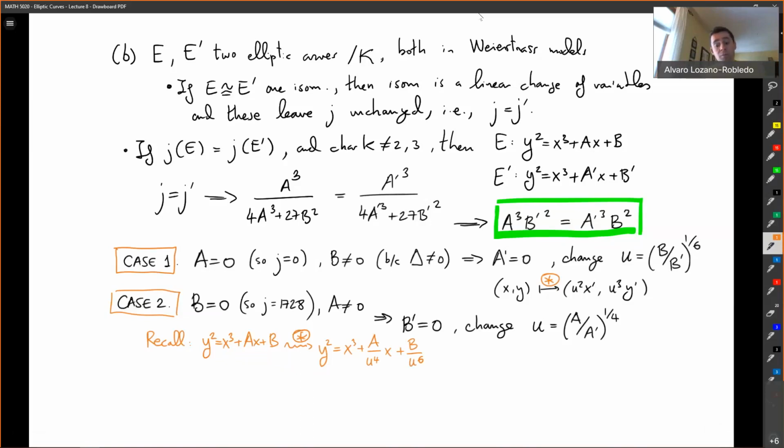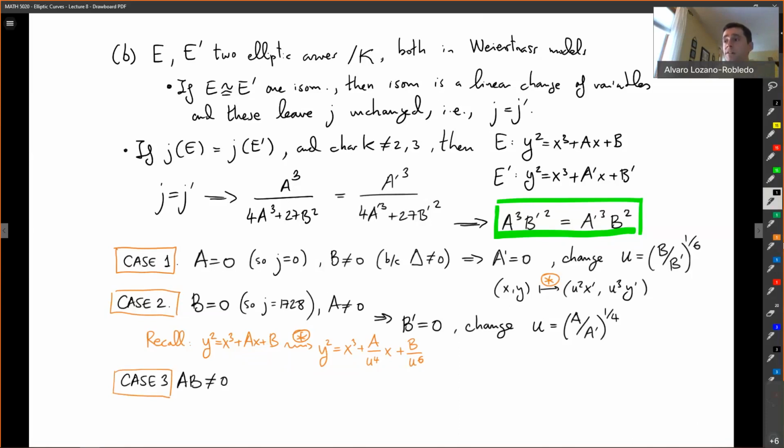And you see that the isomorphisms are not necessarily defined over Q or over the base field. They might be in K bar, in the algebraic closure. These 4th roots are not necessarily in the base field. Okay, but we didn't say they have to be. We said that they are isomorphic over K bar. All right, so now the last case is when A times B is non-zero.